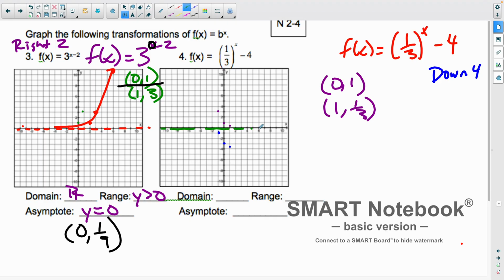What else moved? The asymptote. The asymptote was right here at 0. But if I'm moving the entire graph down 4, then the asymptote is going to move down 4. So there's where my asymptote now is. Wish we could do that on our papers, right? Okay? And so here is that graph right there.